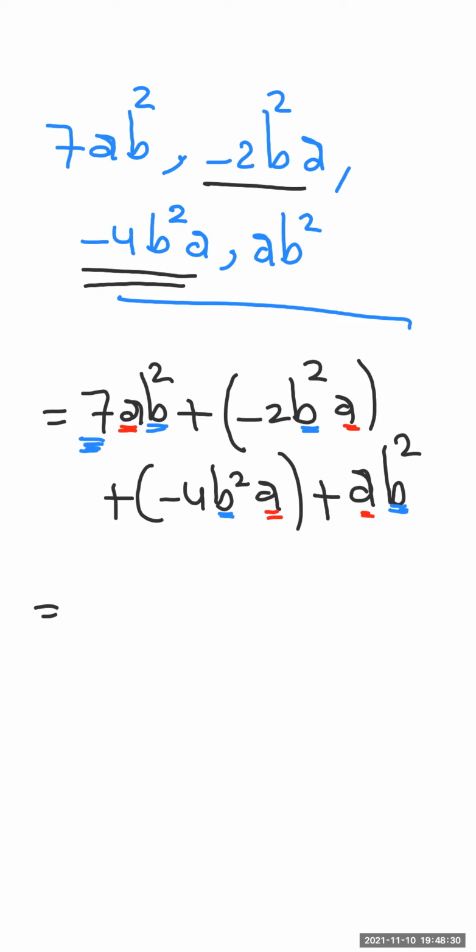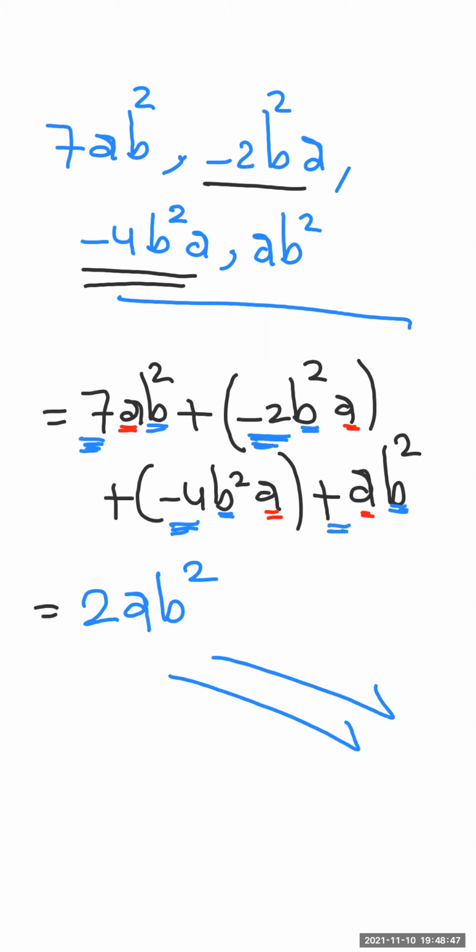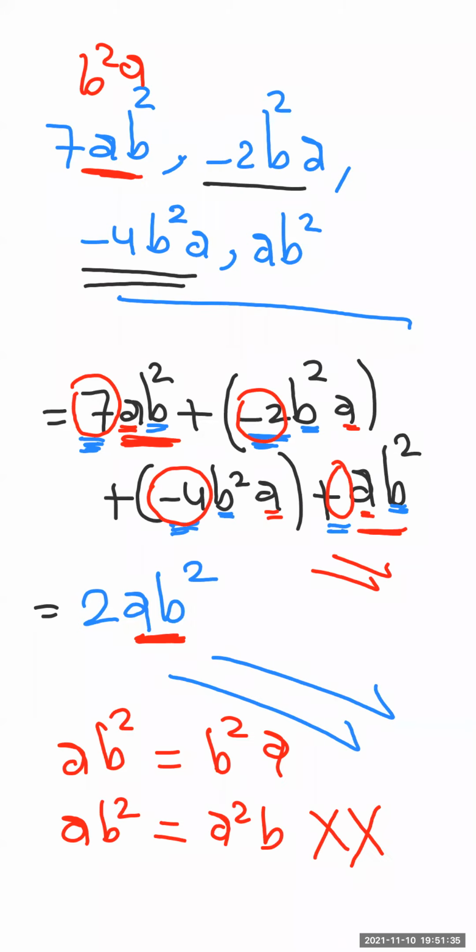7 minus 2, 5. Minus 4, 1. 1 plus 1, 2. So the result will be 2ab squared. That's it. Okay, guys? Okay, let's continue.